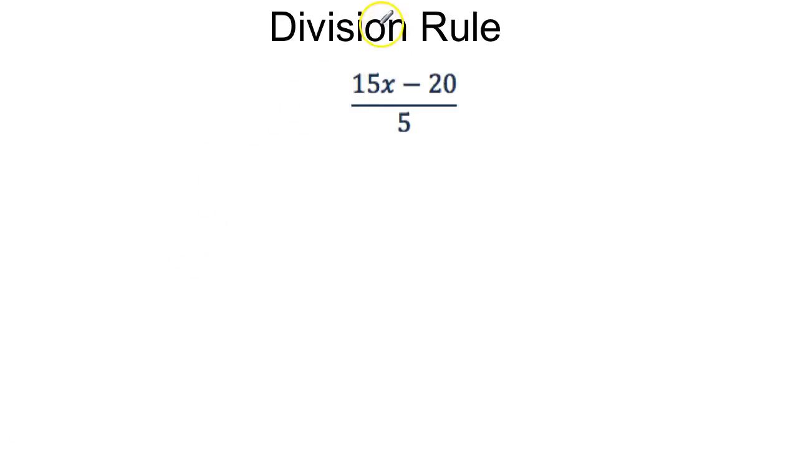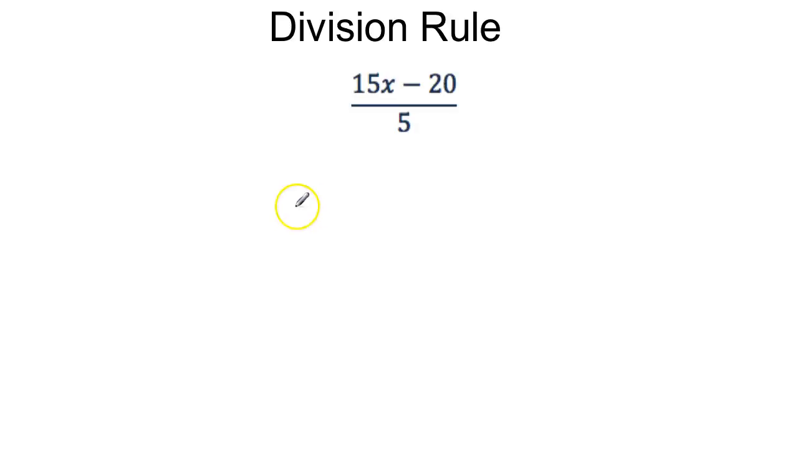Alright, this division rule. This got people a little bit mixed up, but it's doable. You can do this. So when you have a plus or a minus sign in the numerator, and there's only one number in the denominator, you can break it into two fractions.